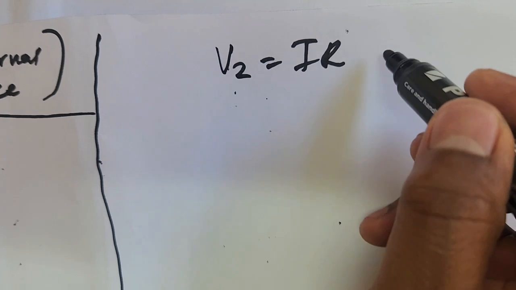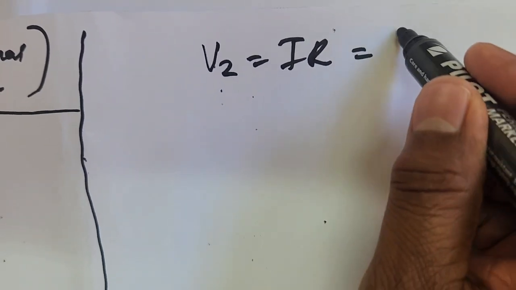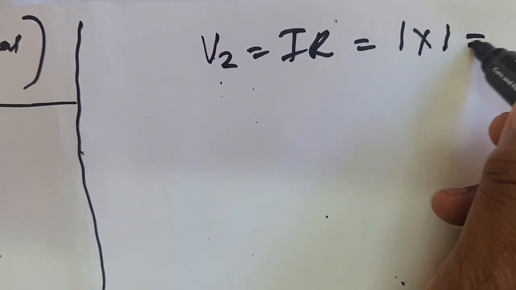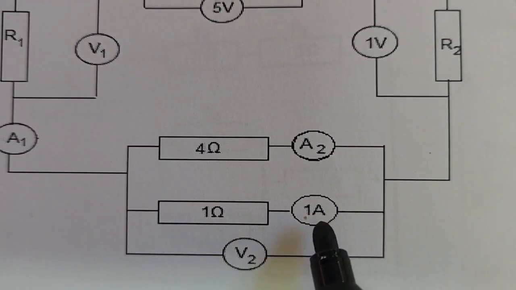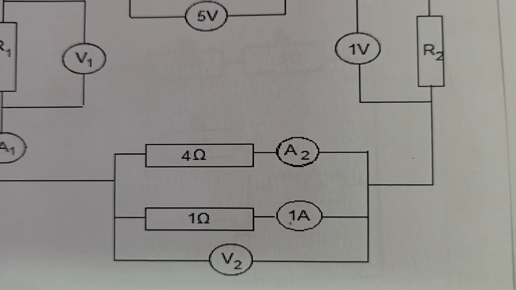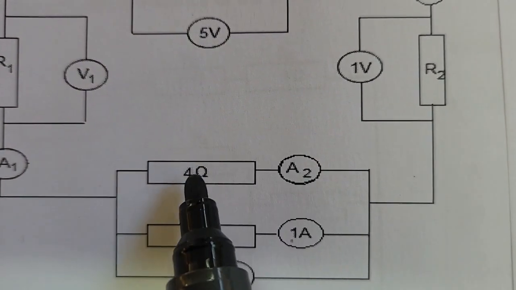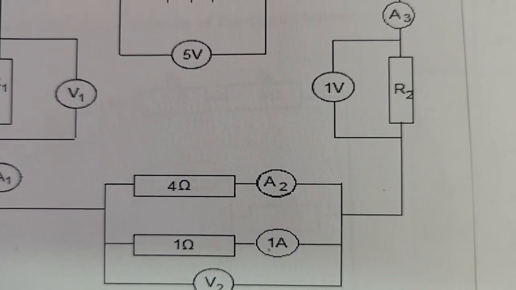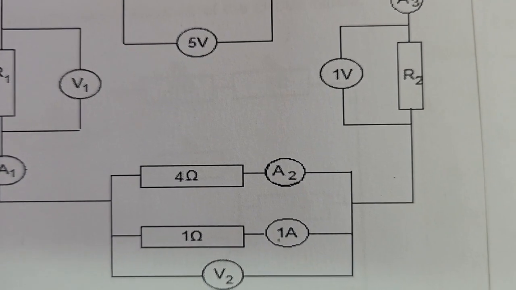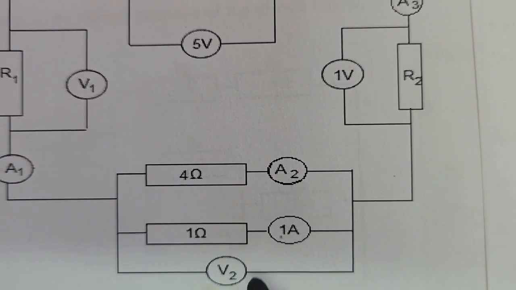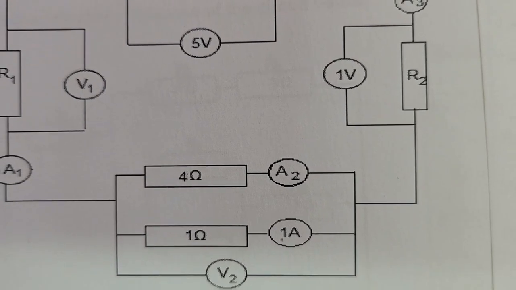IR in this case will be the same as 1 multiplied by 1, which is 1 volt. Can you see now? If V2 is 1 multiplied by 1, which is 1 volt, then across the 4 ohm it will also be 1 volt, because remember, voltage in a parallel combination is the same. So the voltage across the 4 ohm is 1. You can calculate the current flow in there.